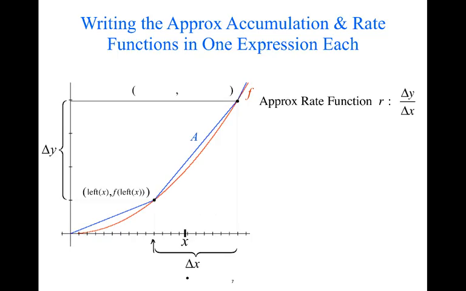Okay, so now what's the x value at the end of the interval? So how would we get from left of x to here? You add delta x, right? You go over further by delta x. So that's the x coordinate of that point, and its corresponding y coordinate.